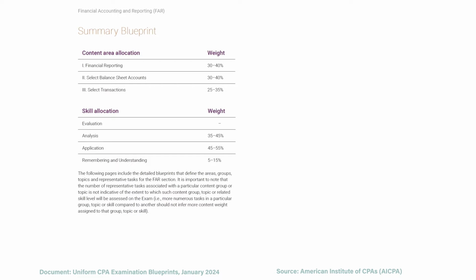There are three main sections for the exam. There is financial reporting, which is 30 to 40%, select balance sheet accounts, 30 to 40%, and then select transactions, which is 25 to 35%.